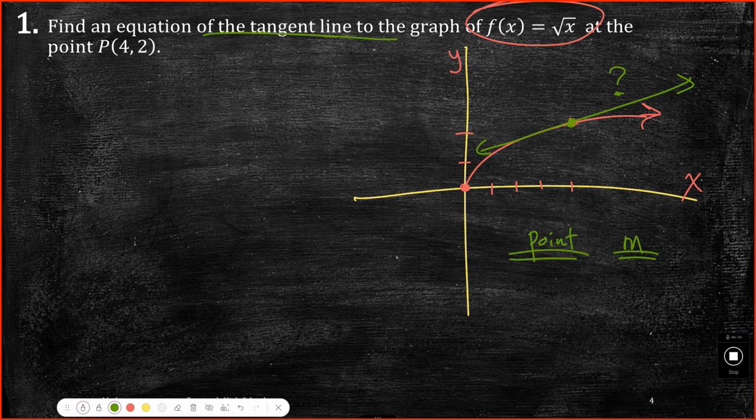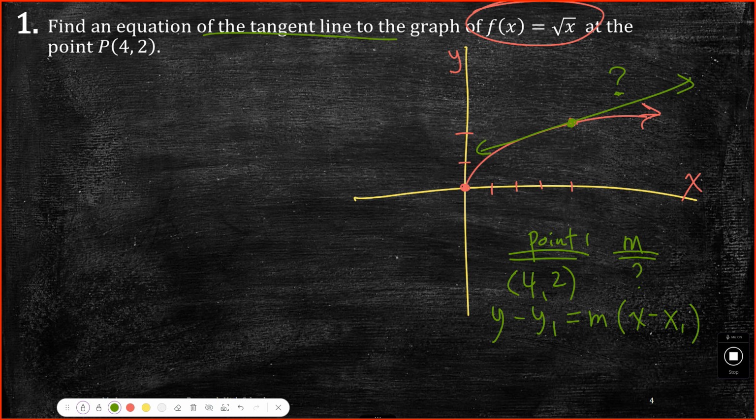Well, we have a point, and the point is (4, 2). But we don't have the slope. And that's what we're going to do. That's calculus. That's what we're going to do to figure out what the slope is. And so we can go ahead and plug it into the point-slope formula that I told you we need to know: y minus y1 equals m times x minus x1.